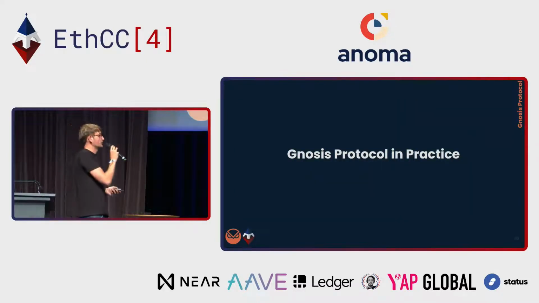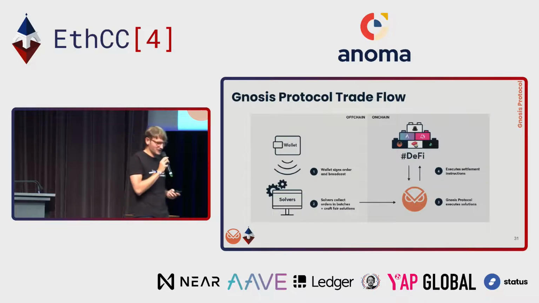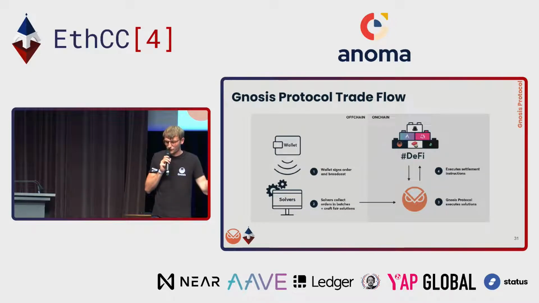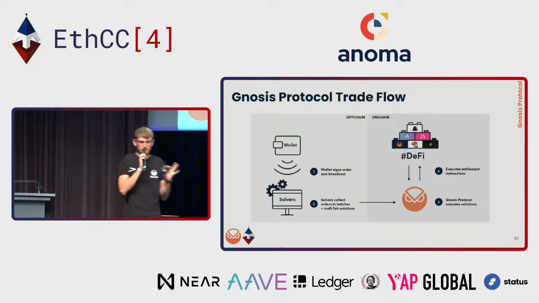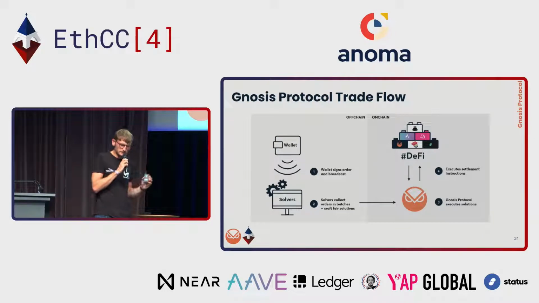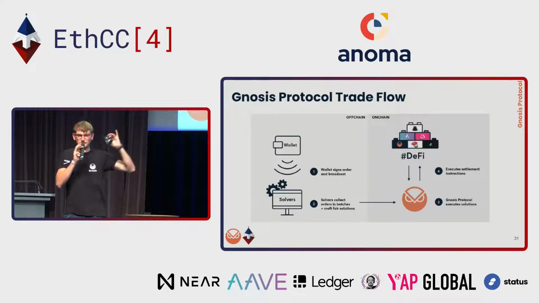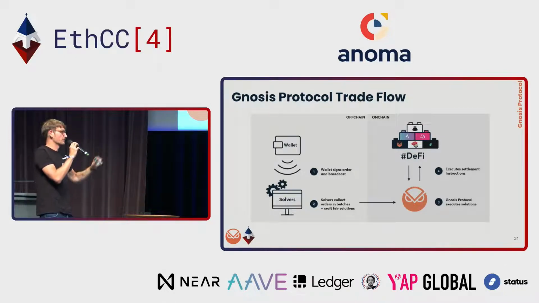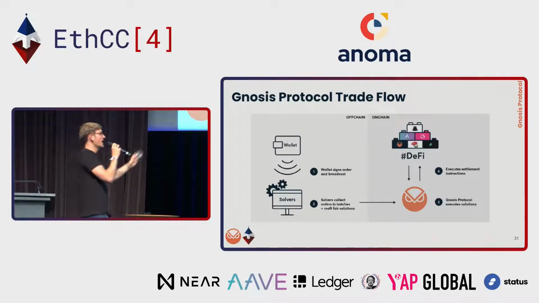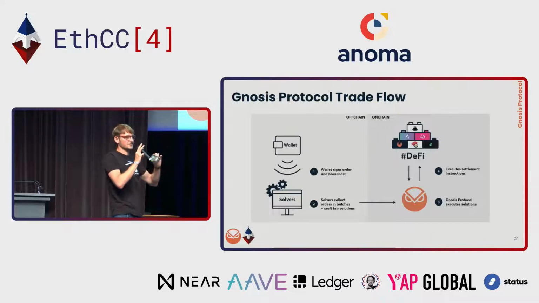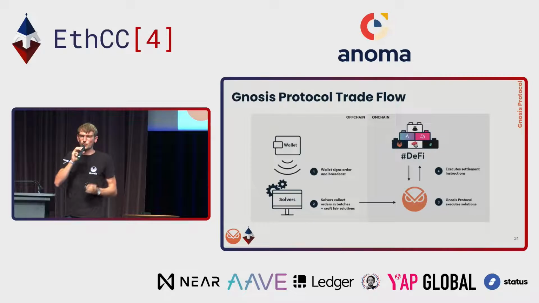So how can you try it out? How does Gnosis Protocol work in practice? First, let's maybe recap what happens when you're trading on CowSwap today. As we said, you're not signing a transaction, you're only signing a message saying you want to trade token A for token B at a certain price. And then you're broadcasting this message off-chain to our batch order book.